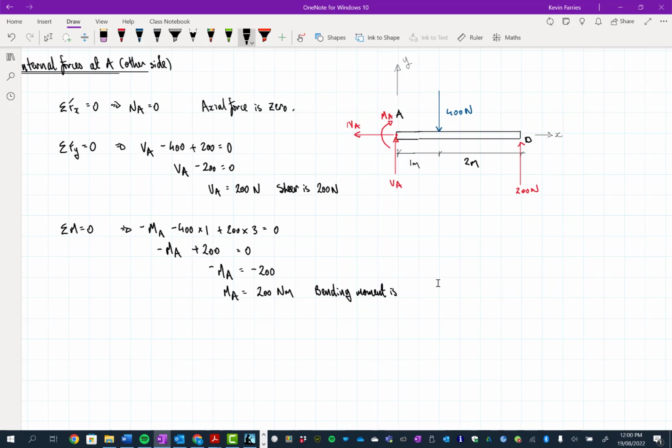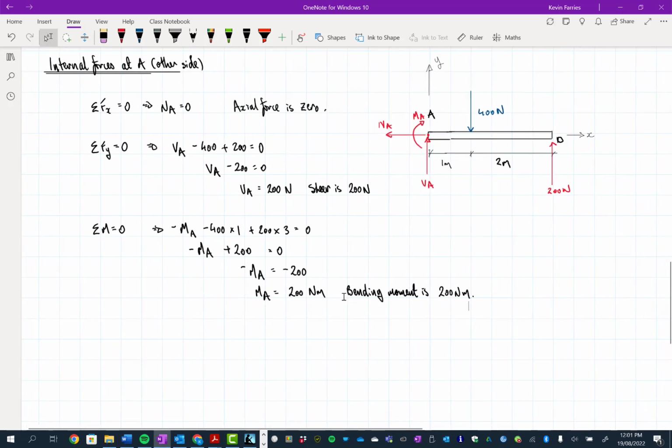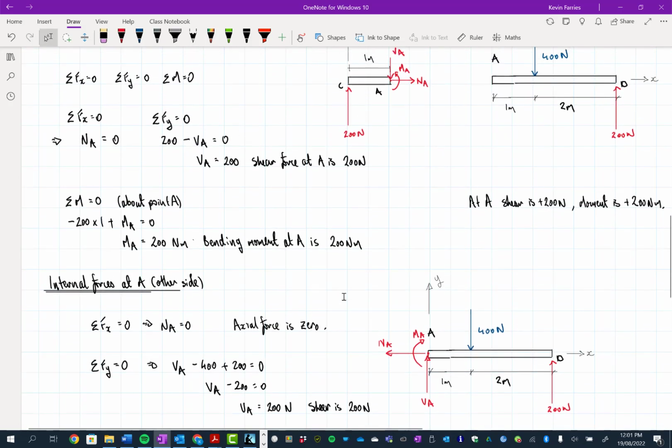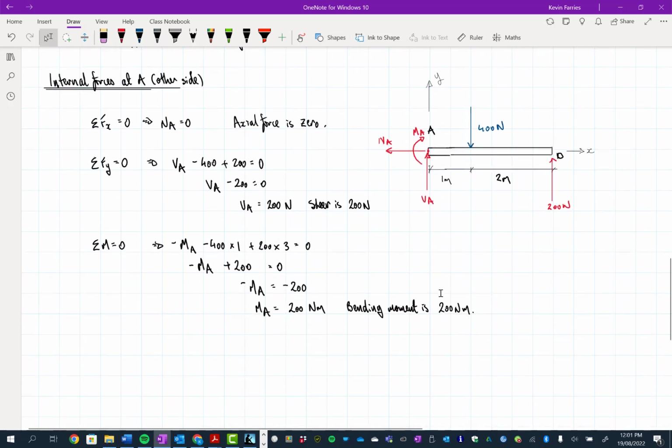Let's have a think now. Yep, 200 Newton meters. I'm not going to write out the answer again. So let's go back and compare those. Axial force is 0, shear force is positive 200, bending moment is 200 Newton meters. And so what we can see is that it doesn't matter which side you do it on, you get the same answer, including the sign of the answer.